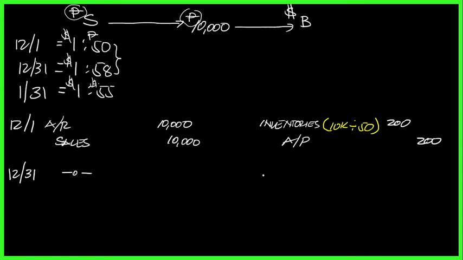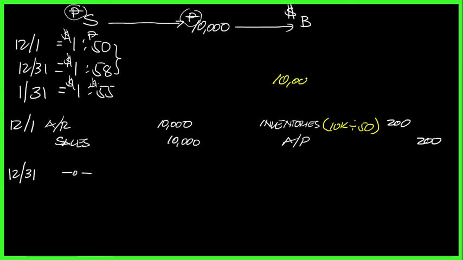If this 10,000 pesos, which is initially valued at $200, will be paid now at the end of the year at 1 is to 58, how much are they going to pay? You have to compute that.